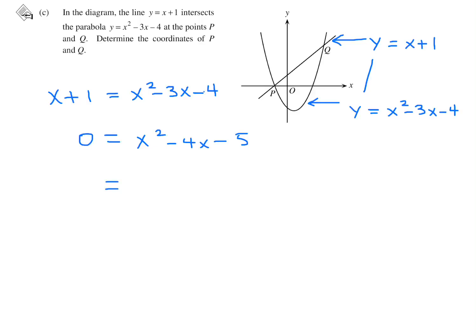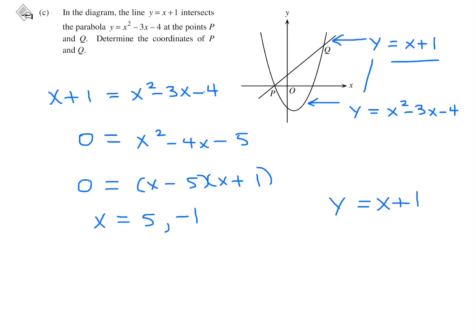So the good news is we can factor this. We don't have to do the quadratic equation. So this factors into x minus 5 and x plus 1, like that. So therefore x is equal to 5 and negative 1. Now we want the coordinates, so we also need the y values. Well, the y values you can get just by plugging into that equation or this equation. This one is a little simpler.